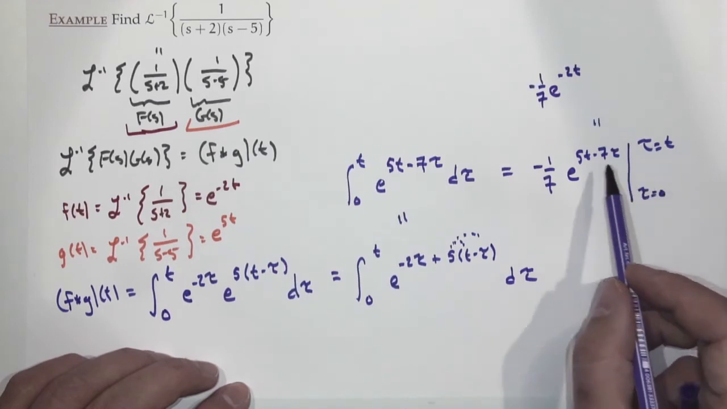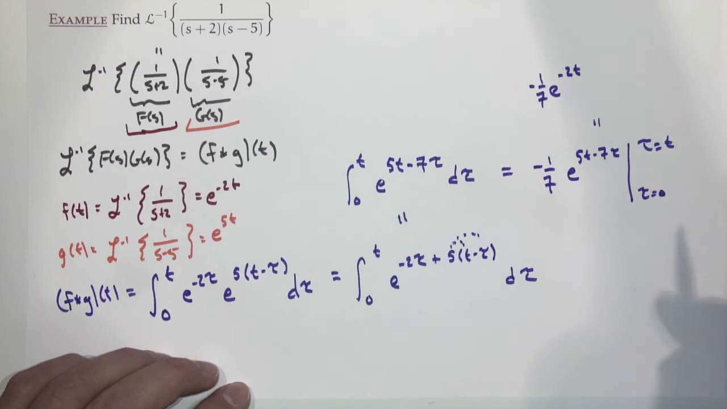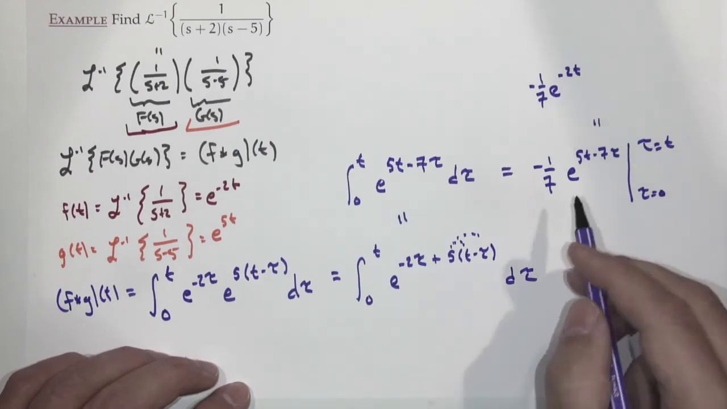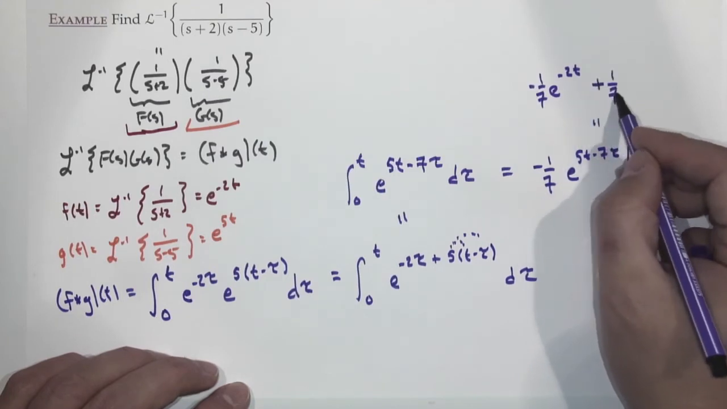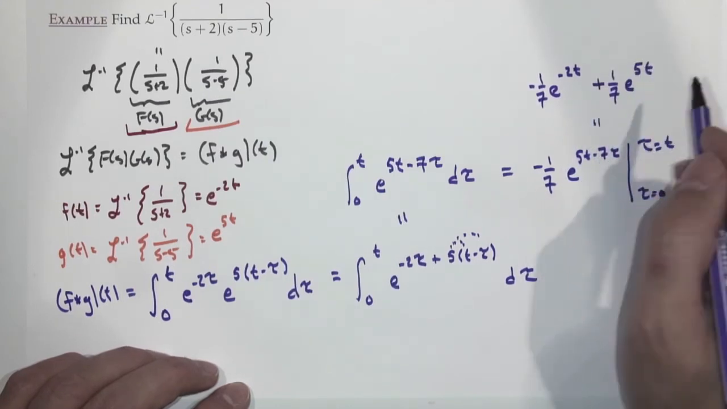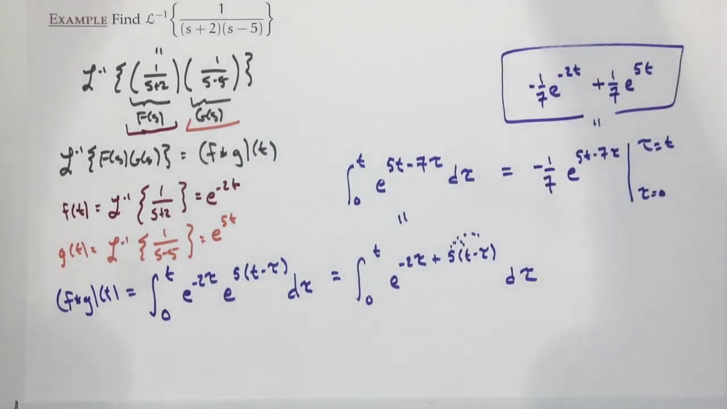When we plug in tau equals 0, 5t minus 0 is 5t. Okay. And then we're subtracting that, so subtract a negative 1/7, which makes us a plus 1/7 e to the 5t. And we're done. Okay, so that's an example of how we can use it. All right, any questions?